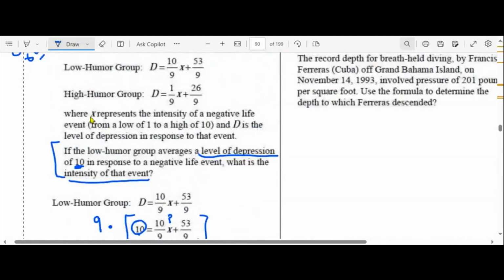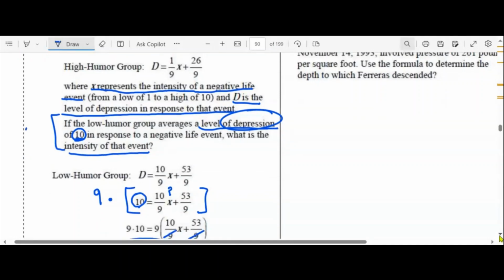So let's go back here. He said x represents the intensity of the negative life event, and D is the level of depression in response to that event. So here he's giving you how much the depression is. The depression, how much? He said here, it's 10. The depression, 10. Is this clear or not clear?